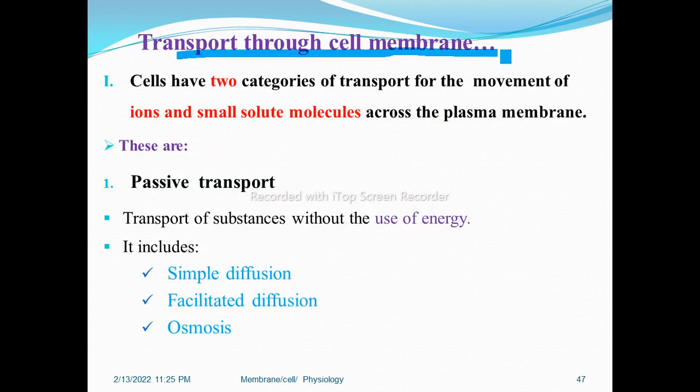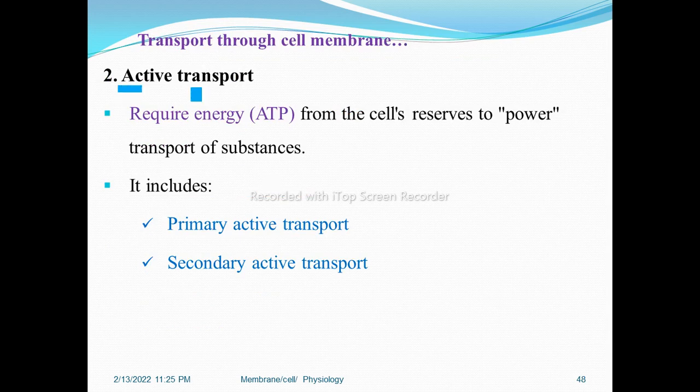Transport through the cell membrane: we have two categories. The one is for passing ions or small molecules. The other is for large molecules, which we call vesicular transport, that includes endocytosis and exocytosis. For the movement of ions or small molecules through the cell membrane, there are two categories: passive transport and active transport.